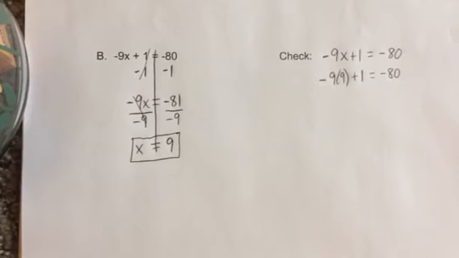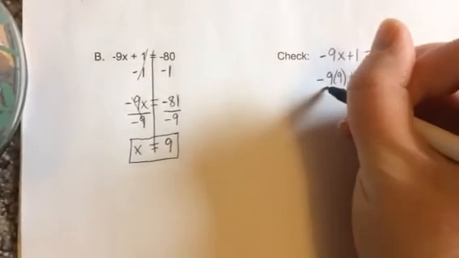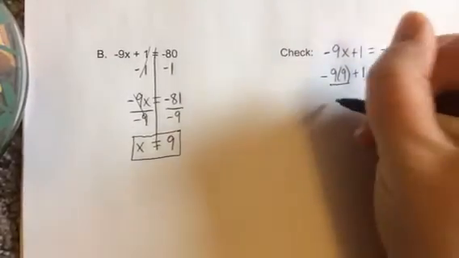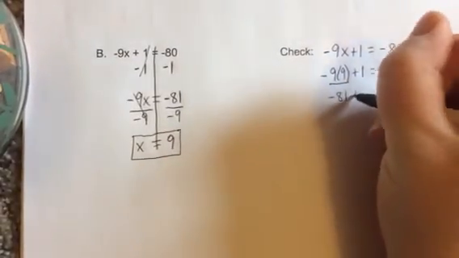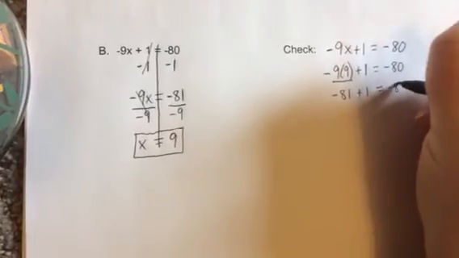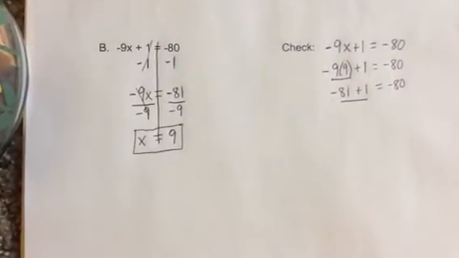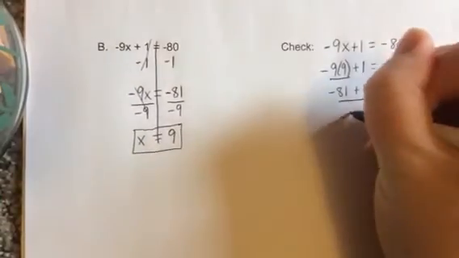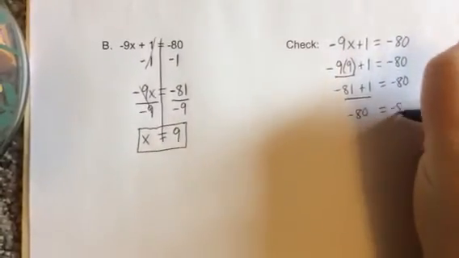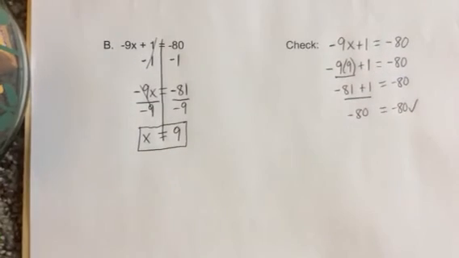And again, I have multiplication and this time addition. Multiplication still comes before addition. And so that's going to be negative 81. Bring everything else down. And when we do that last step, we have negative 81 plus 1, which is indeed negative 80. So again, we did our job correctly.